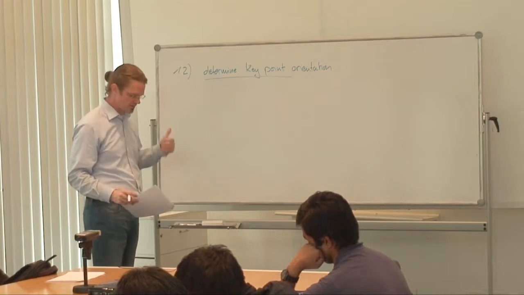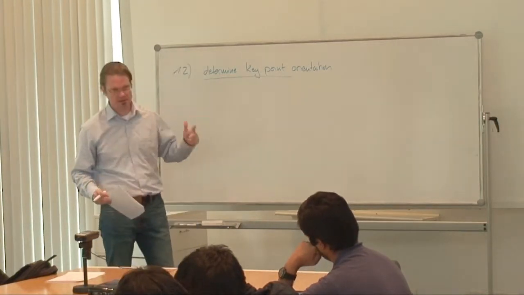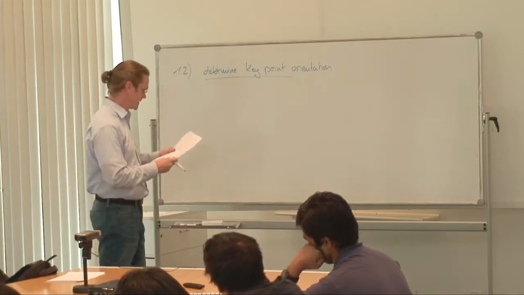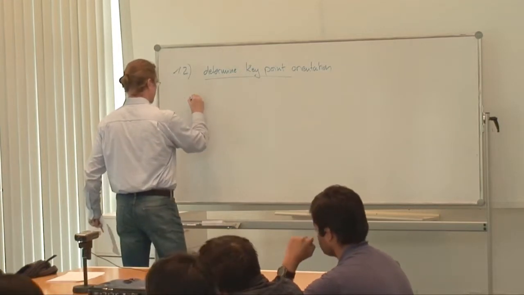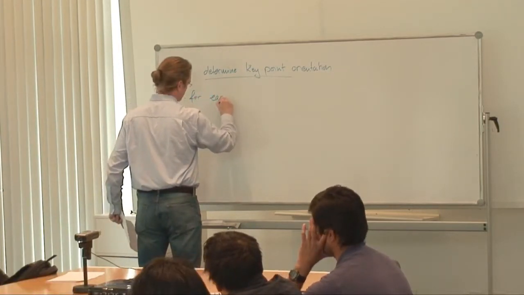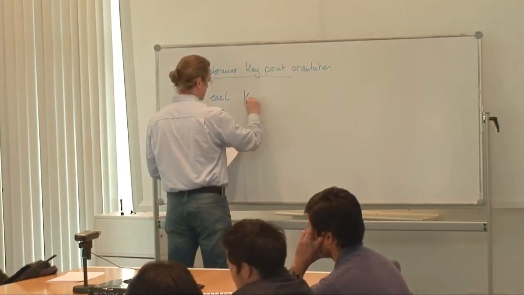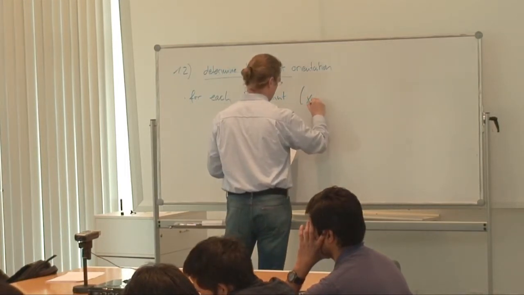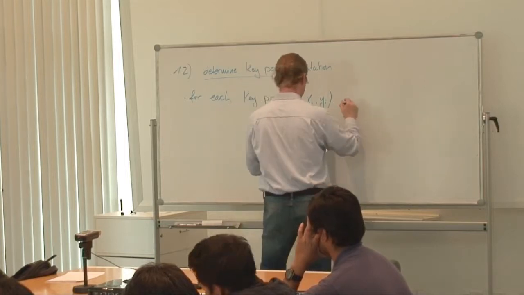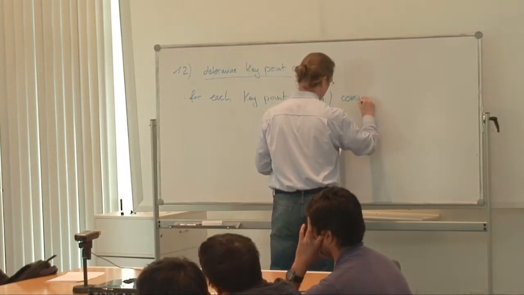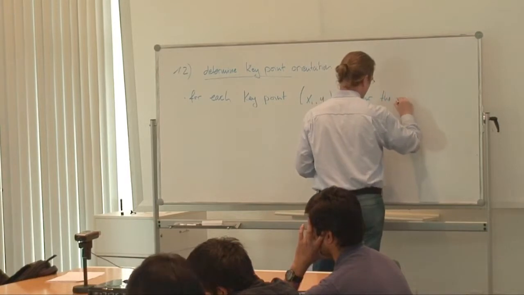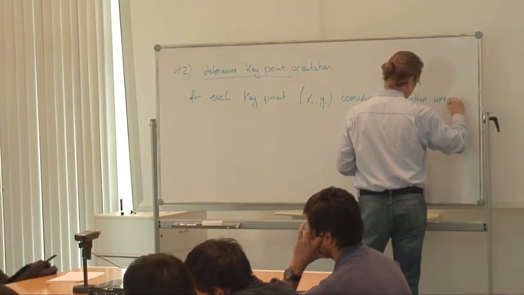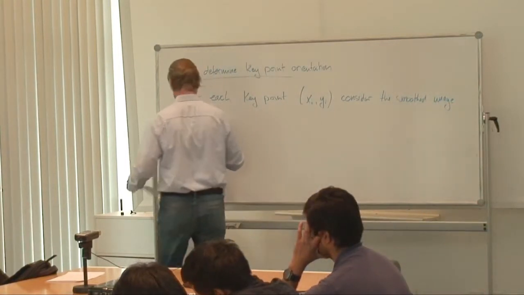We have points that have an x and y location and a scale sigma. Now we are interested in, do they have a direction? Let's see what that may mean. So, for each key point, and right now we just look at the spatial xi, yi coordinate, we consider the smoothed image at scale sigma.